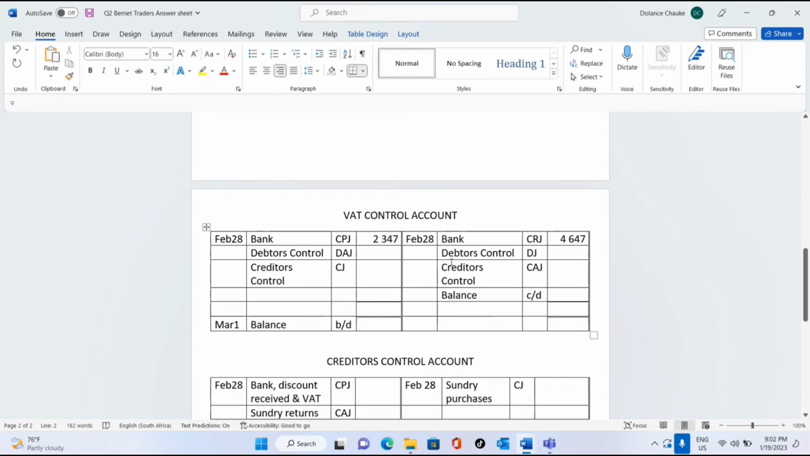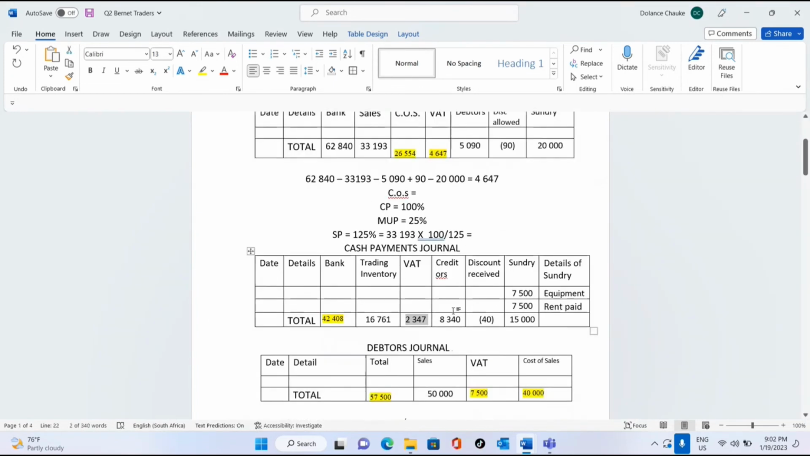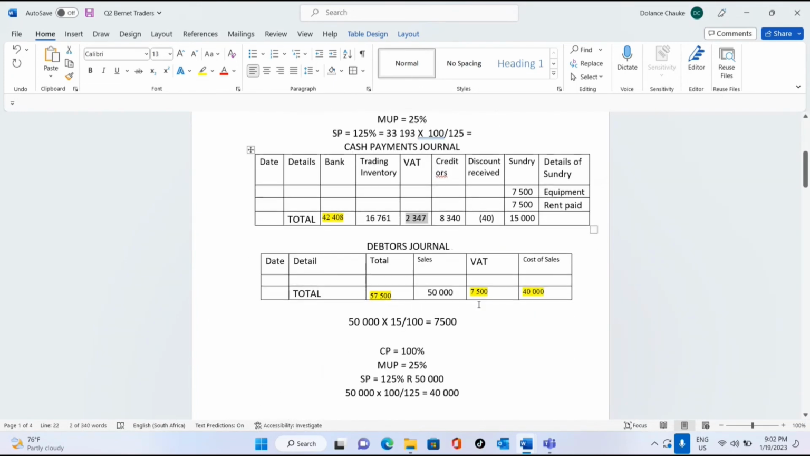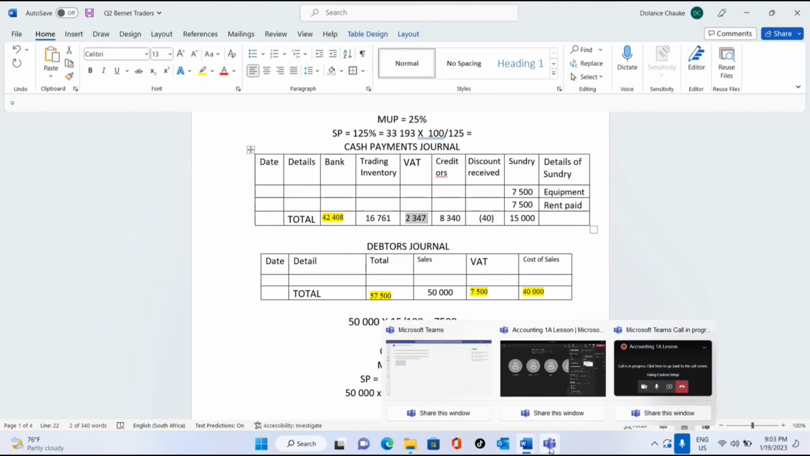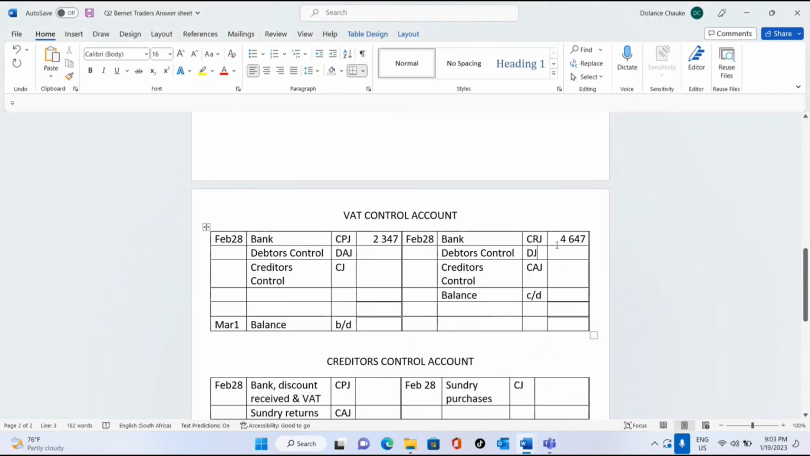We're going to look at our debtors journal. I think it's the following journal here. We're going to look at VAT. So our VAT on this side is 7,500. So we'll go to our answer sheet under debtors journal and say 7,500.